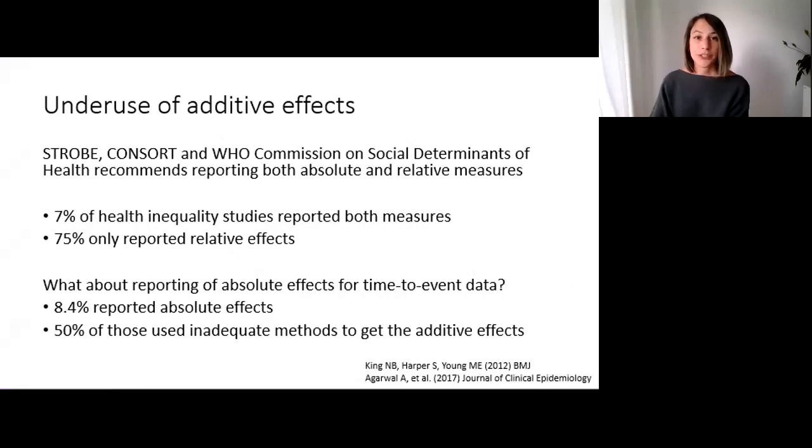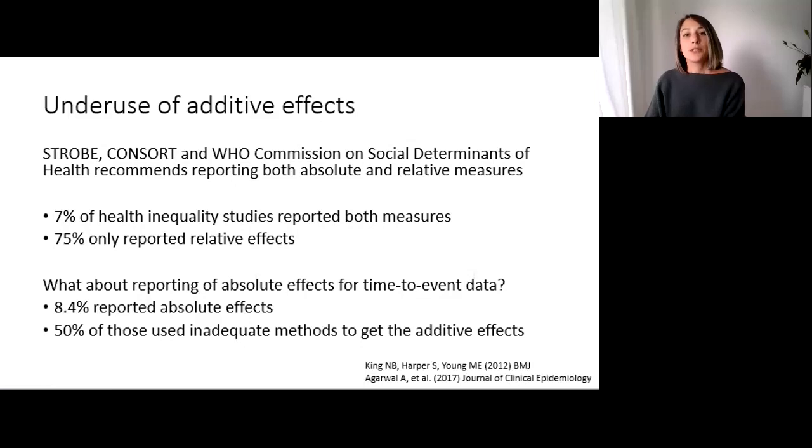Despite these recommendations from the WHO and reporting guidelines, very few studies actually report absolute and relative effect measures. A systematic review by King and colleagues looked at 344 empirical studies on health equity in the top 10 medical journals, and they found that only 7% reported both measures and 75% reported only relative measures. In studies using time to event data, a systematic review found that 8.4% reported absolute effects, and 50% of those studies that did report absolute effects actually used inadequate methods.